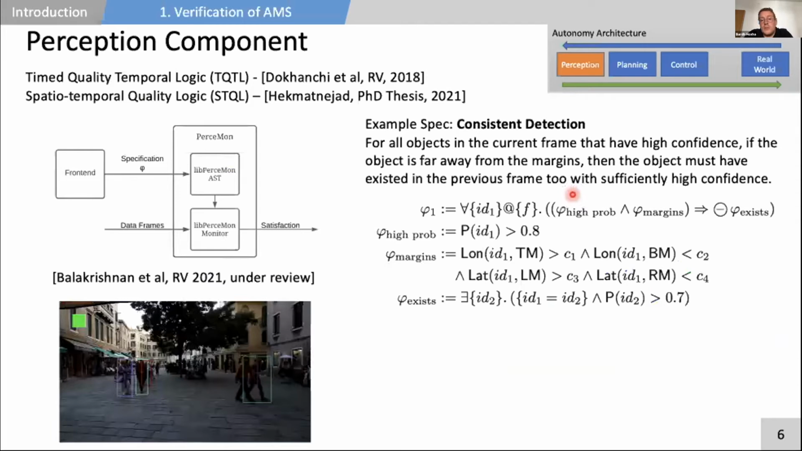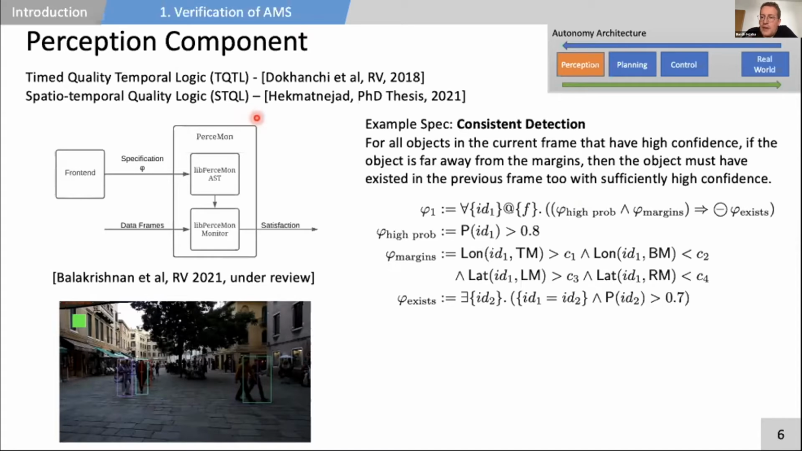Now, going into components, the component level verification. One approach is a top-down approach, again with these high-level specifications that you can develop over the perception system, and then you can check whether they are satisfied or not satisfied. One such formalization is time quality temporal logic, TQTL, and a more recent extension of that is the spatiotemporal quality logic, STQL.